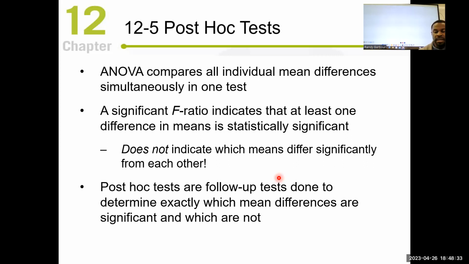But again, these are run when you find a statistically significant difference. The F ratio indicates that at least one difference in the means is statistically significant. We don't know which one. It does not indicate which means are significantly different. So we use these post hoc tests to follow up and determine exactly which mean differences are significant and which ones are not. Then I can tell you that group A and group B weren't significantly different, but group A and group C were. So we'd be able to see those two things.